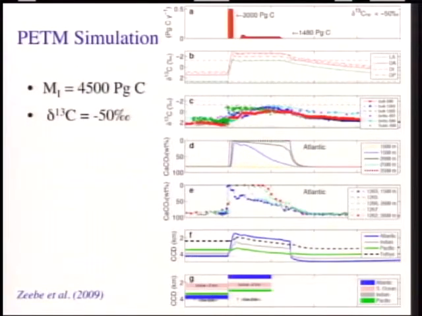And when we do this, this is the response of the ocean delta C13. And this is the observational data that we have from cores in the Atlantic and the Pacific. And so that's sort of the best fit with the carbon isotope data.